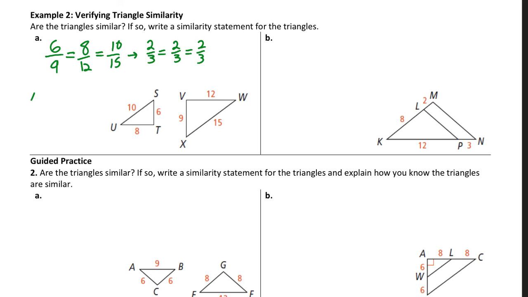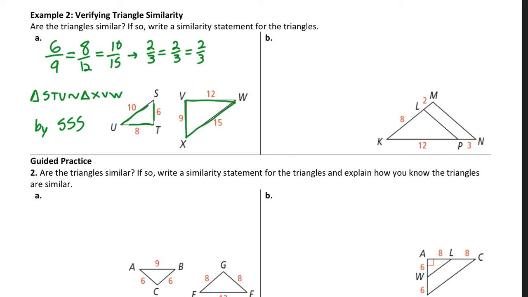I'm going to say triangle STU is similar, and you've got to be careful with how you name it. STU is similar to XVW. That listing is important because ST, XV, TU, VW, and then US, WX are corresponding. And they're similar by our SSS theorem. Okay? They're similar by that theorem.